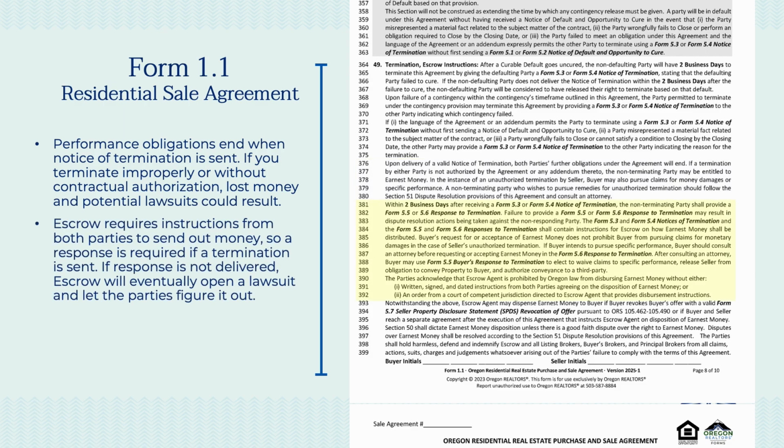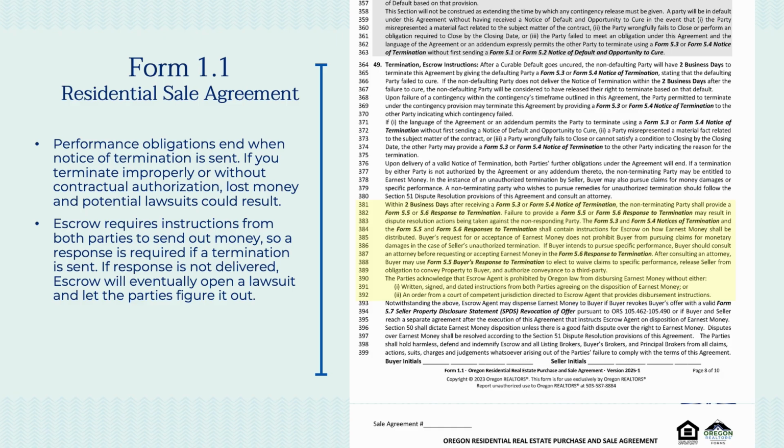Escrow under Oregon law does require that they have instructions from both the buyer party and the seller party before they can disperse the earnest money. So if there is a dispute, if you terminate, contract performance is over. But you also need to get escrow instructions from the other party. Otherwise, escrow is prohibited at law from sending it out. There are ways that escrow can get around this with a court order, for example, or with agreement between the parties.